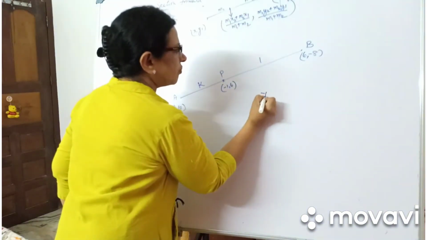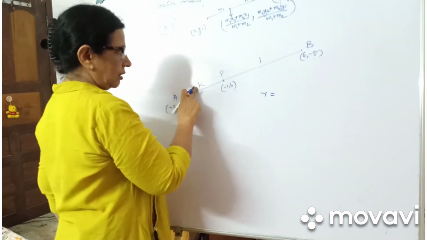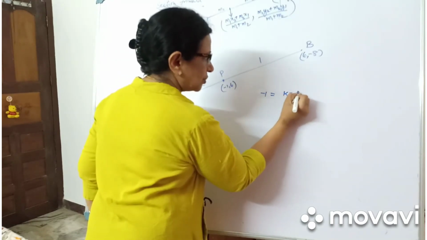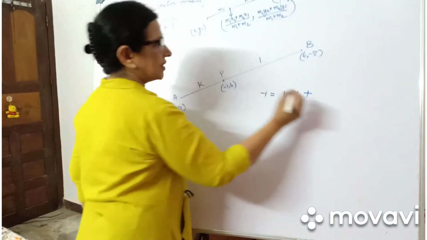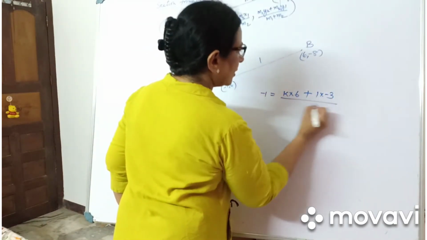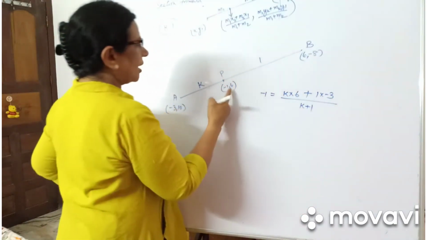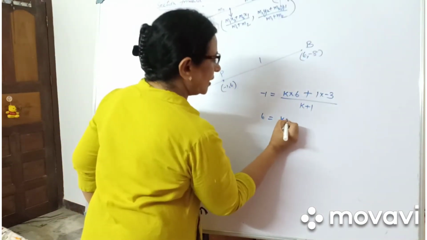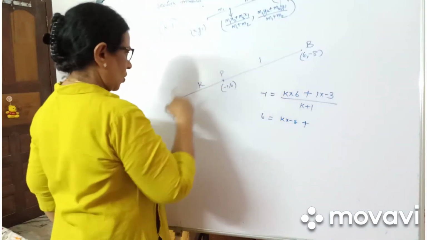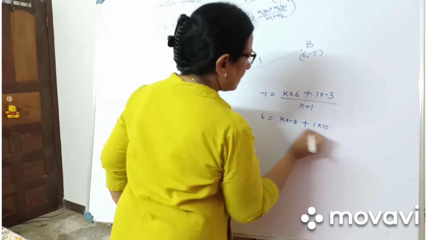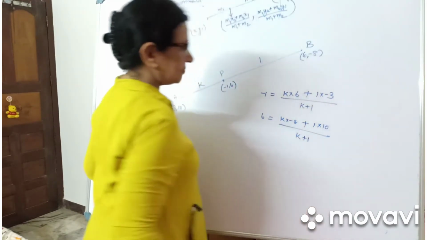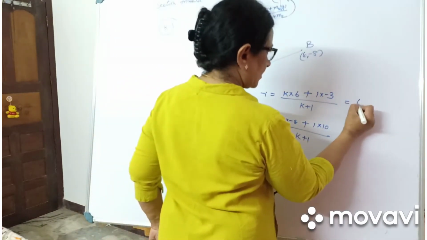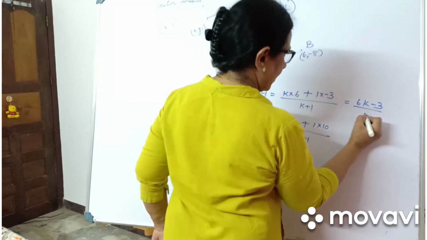Here -1 is equal to what? This into this, k into 6, k into 6 plus 1 into -3 by k plus 1. And the other one, y coordinate 6 is equal to k into -8 plus 1 into 10 by k plus 1, sorry, k plus 1. So you have 6k minus 3 by k plus 1.